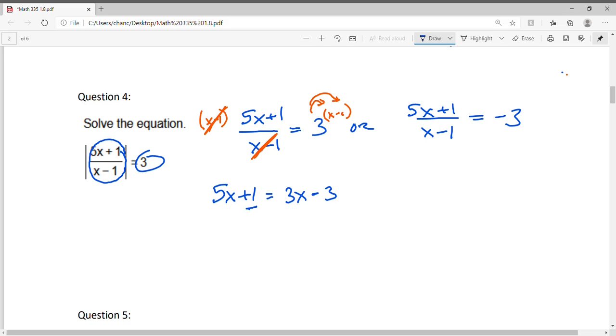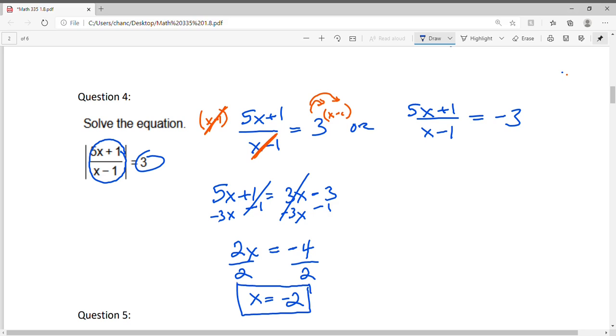Let's subtract the 1 from both sides. And to save time, we'll also subtract 3x from both sides. That gives us 2x equals negative 4. And we could divide both sides by 2. X equals negative 2. And of course you can plug that back into the x's and make sure this gives you a 3 on the left side. And it does, so we know we did it right.